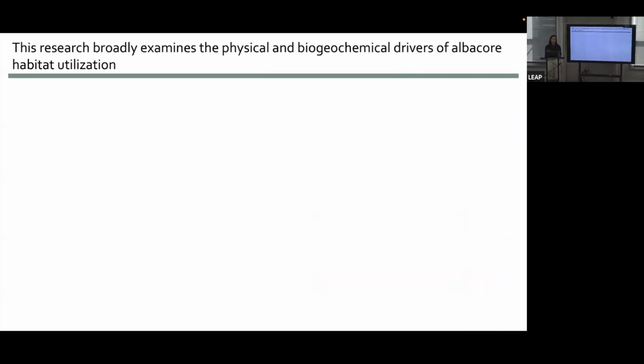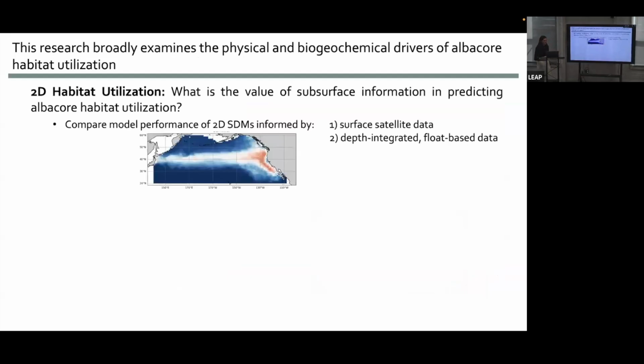So those are the main tools and methods that we used to explore the value of this depth-resolved biogeochemical information in our fisheries species distribution model. So with that background, I want to introduce the two main research questions that we aimed to address. First, we were interested in exploring the value of subsurface information in predicting albacore habitat use. And to do this, we created two-dimensional species distribution models, so something that looks like this. So the model predicts the probability of fish occurrence in latitude, longitude, and time.